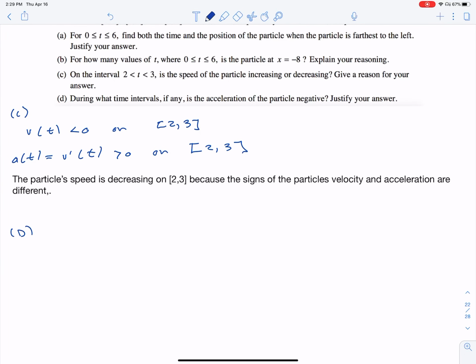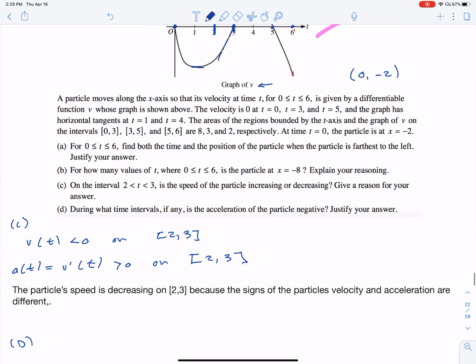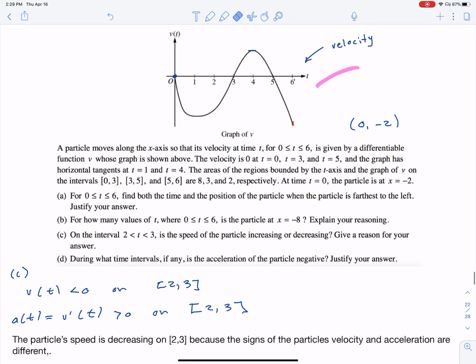Letter D. During what time interval, if any, is the acceleration of the particle negative? Justify your answer. So this is kind of strange. And the reason I say it's kind of strange, if you were able to answer letter C, you should be able to answer letter D. C is actually a harder question than D. I mean, not like crazy harder, but it's slightly harder. So the acceleration is negative when the slopes of the tangent line to the graph of v are negative.